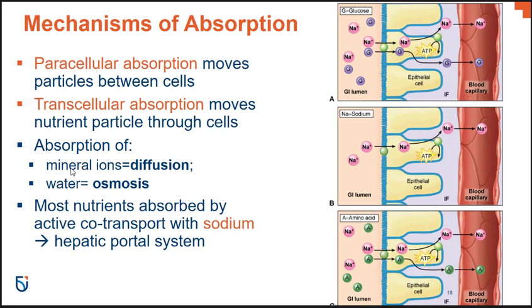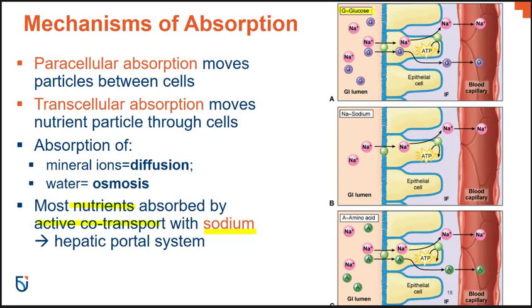Mineral ions, such as sodium, when we consume them and they end up in our intestinal lumen, can be absorbed into our cell. Then from there, with the use of ATP, can be brought into our blood capillary. Water will move via osmosis, but nutrients such as amino acids and glucose will move via active co-transport with the mineral ion sodium. So let's see how that looks for each.